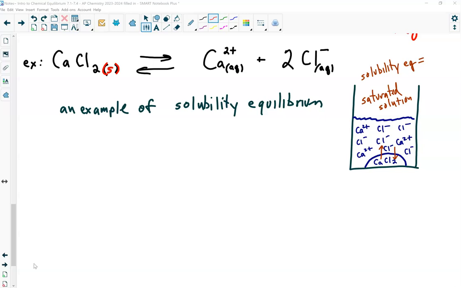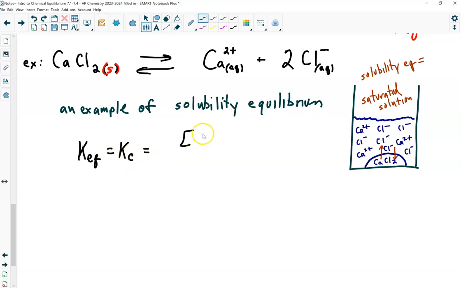I could have all the solid calcium chloride in the world, but as long as it's only a certain volume of water, I'm not going to get any more solubility, okay? And so that solubility equilibrium is written like this. So what would the value of the equilibrium constant be for this? Well, K_eq. In this case, it's a K_c, okay?